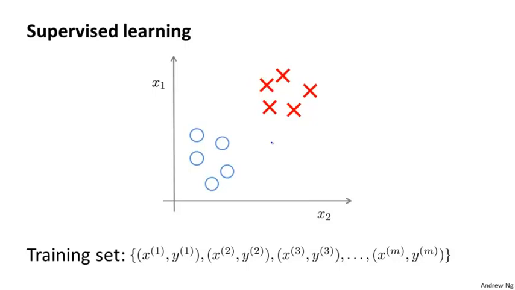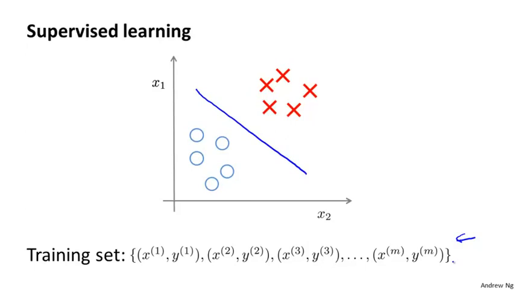So here's a typical supervised learning problem where we're given a labeled training set and the goal is to find the decision boundary that separates the positive labeled examples and the negative labeled examples. So the supervised learning problem in this case is, given a set of labels, to fit a hypothesis to it.